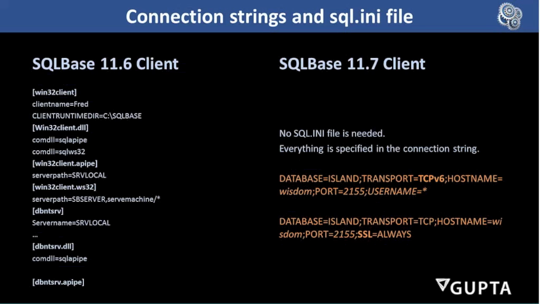And another thing is you can work without any sql.ini file on the client. So you basically can provide a connection string at connect time to SQLBase and provide the details you want to connect to, like database, transport, host name, port, username. You can all provide them in the connection string to connect to SQLBase without having a client configuration available. And you see those two samples here. The one sample in orange there, username equals star, means that is a network authentication, Windows or Active Directory authentication.